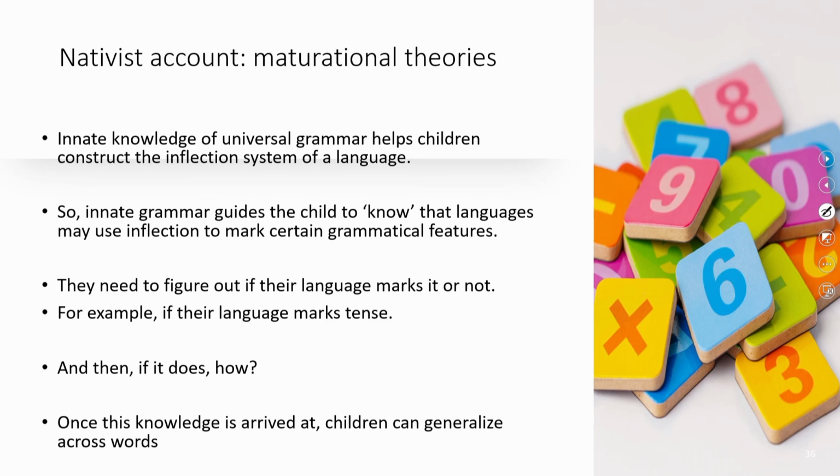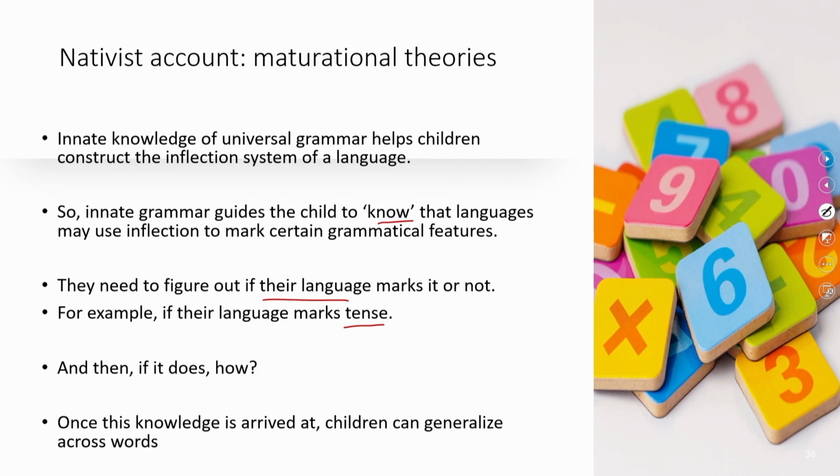The innate grammar guides the child to know that language may use inflection to mark certain grammatical features. What they need to figure out is whether their language marks that grammatical property or not. For example, if their language marks tense, the innate grammar will have the information that languages may use inflection, and let us say tense is an important criterion to be marked. They have to simply figure out whether their language uses it or not, and then if it does, how.